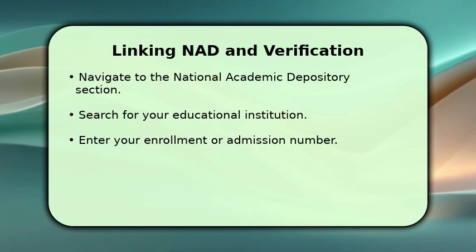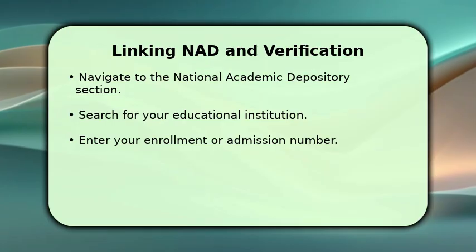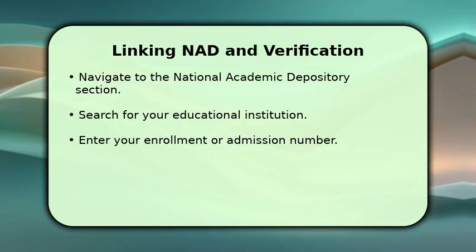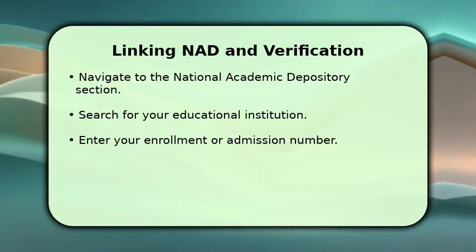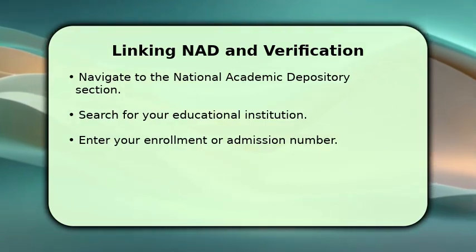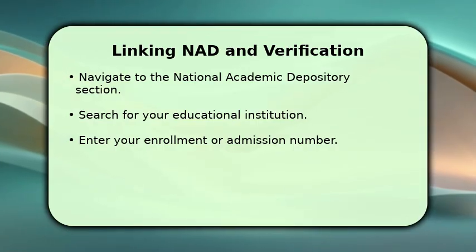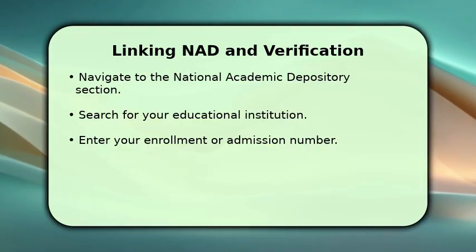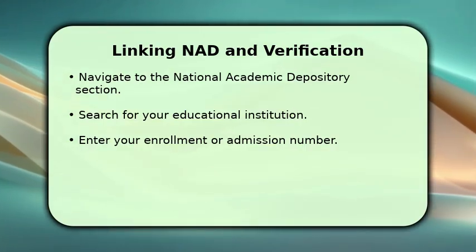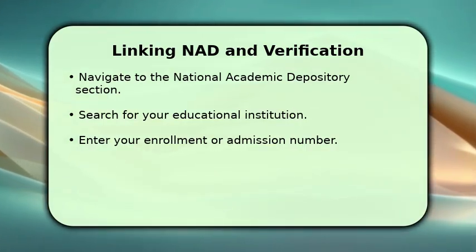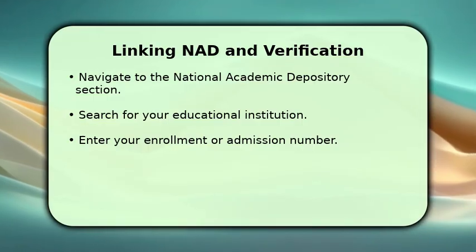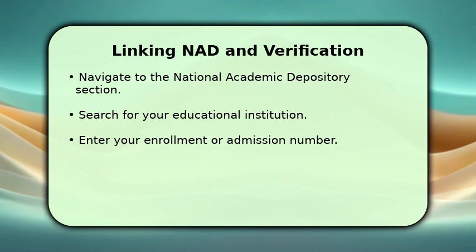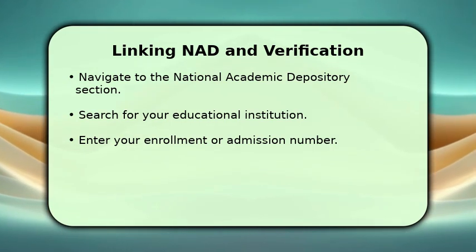Once your DigiLocker account is set up, the next step is to link your National Academic Depository, or NAD, details. Navigate to the NAD section within the DigiLocker platform. Here, you will search for your specific educational institution from the provided list. After locating your institution, you'll need to enter your enrollment or admission number. Carefully verify all your details to successfully link your academic records, ensuring they are accurately reflected in your digital locker.